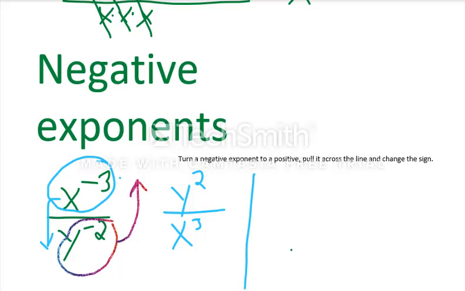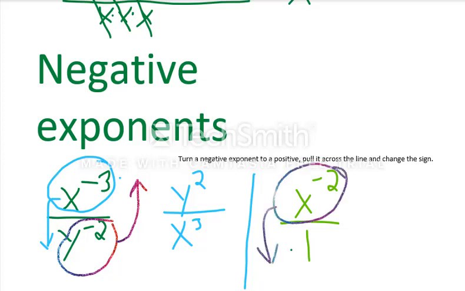For example, if we have just x to the negative second power, we can make that into a fraction by putting it over 1. Now we can pull it down across the line. So take that whole piece, bring it down across the line, and change the sign. So now on the bottom, we're going to have x squared.